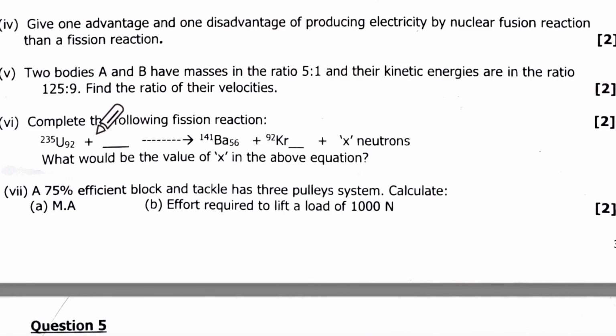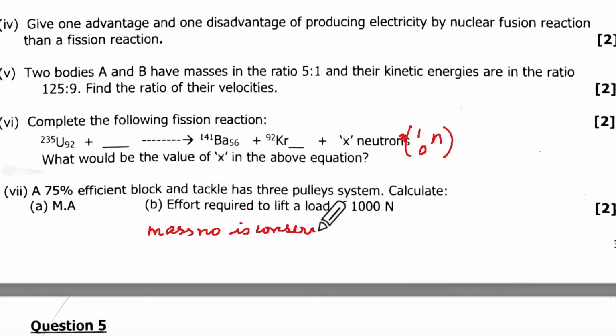Okay, the next question, uranium 92 is giving you this barium, krypton and X neutrons. So what would be the value of X neutrons? Here you have to remember that this is 141 and here this is 92. And what are neutrons? Neutrons are having unit mass and zero charge. So it will be X into bracket like this, you'll have to write after writing this. And then you will say mass number is conserved.